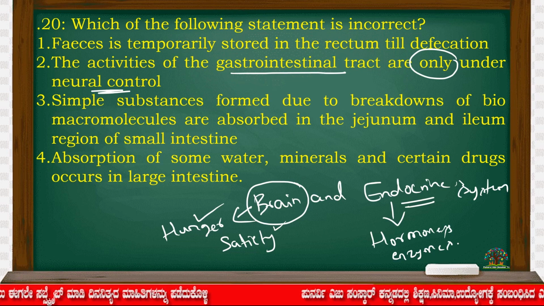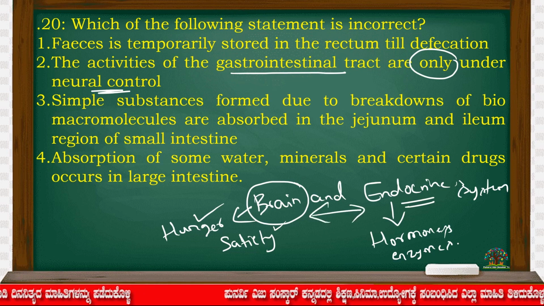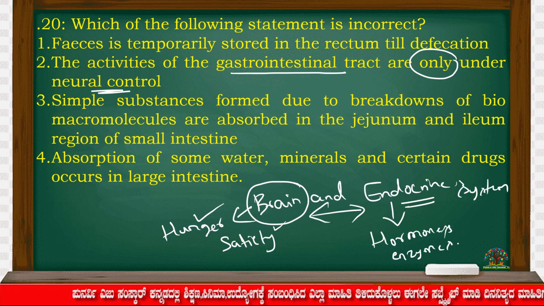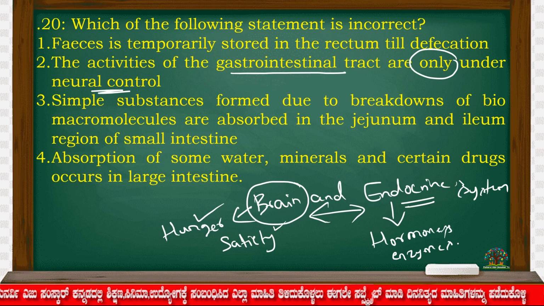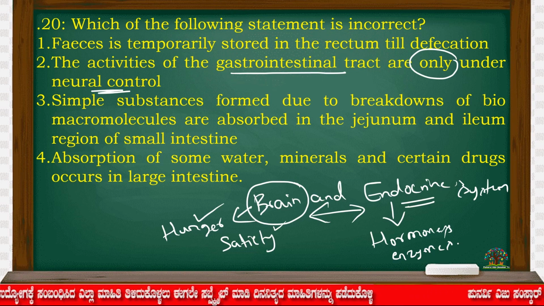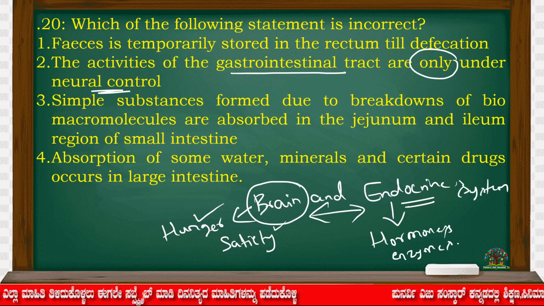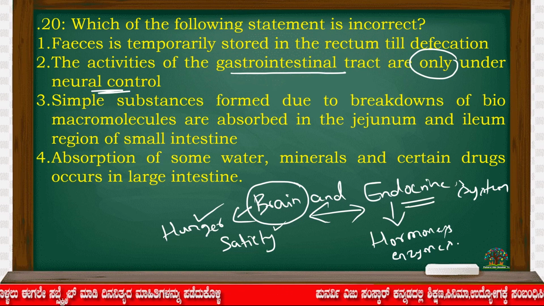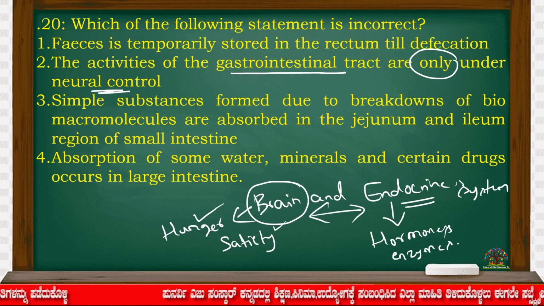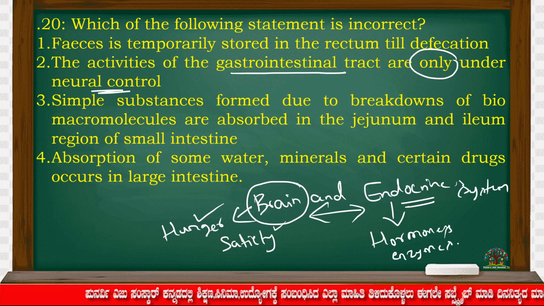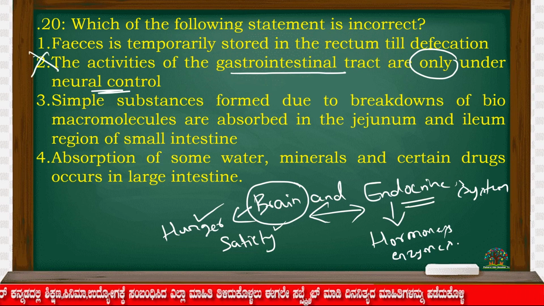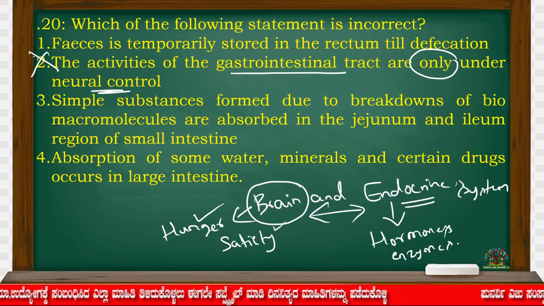These two, in association with each other, play a vital role in the process of digestion, and the gastrointestinal tract is associated with the process of digestion in the body. So the statement that the activities of the GI tract are only under the neural control is the wrong option. They are under the control of both the brain and the endocrine system of the body.